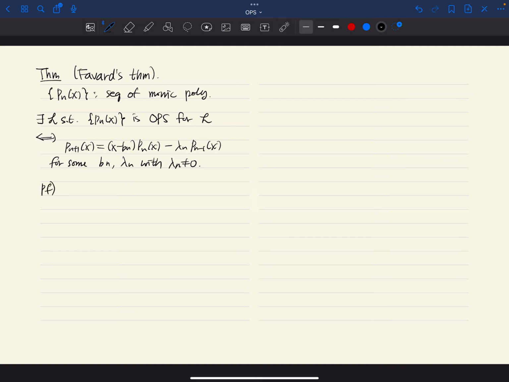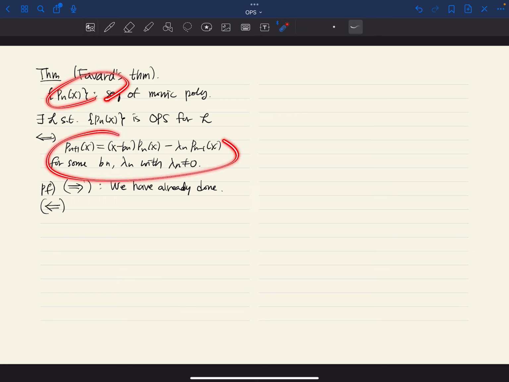So let's prove this. Proof. We already proved one direction, right? We proved that if this is really an OPS, then they satisfy the three-term recurrence like this. So this direction we have already done. We only need to check the other direction. So we have a sequence of polynomials satisfying this three-term recurrence, and we want to show that there is a linear functional for which these are orthogonal. But if you think about the orthogonality, then you don't really have much choice for the linear functional. The linear functional is very restricted.